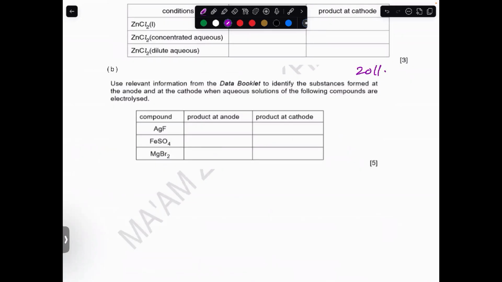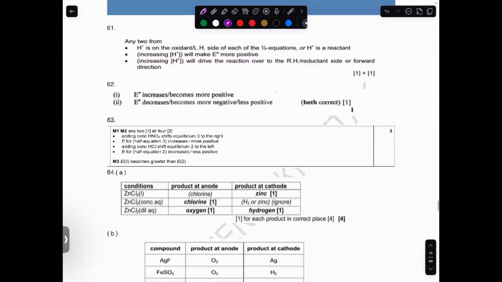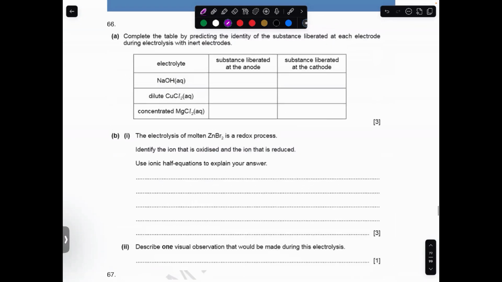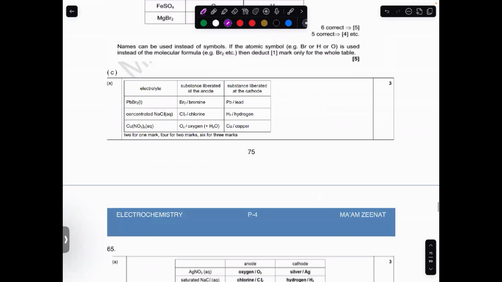In this question, the only issue is that they have used the word aqueous solution. They have not made it clear. But after that, all the questions are very clear. There is no confusion. There are many questions like this. You can see dilute, concentration, it's clearly written. There is no issue.